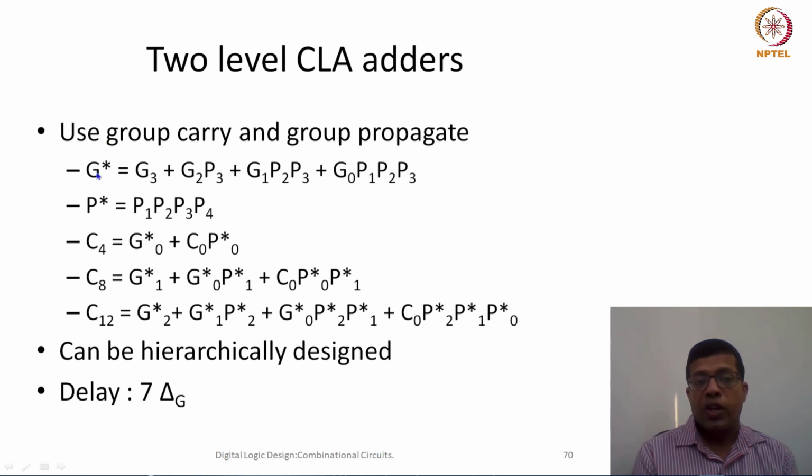To know whether a carry is generated in that particular 4 bits, we can use this particular equation which we have seen earlier. That means carry is generated in the 3rd bit, or carry is generated in the 2nd bit, or it is propagated at the 3rd bit. Similarly, carry is generated at the 1st bit and propagated through 2nd and 3rd bit, or carry is generated at the 0th bit and propagated through 1st, 2nd and 3rd bit. So this is the group generate logic equation for 4-bit group generate.